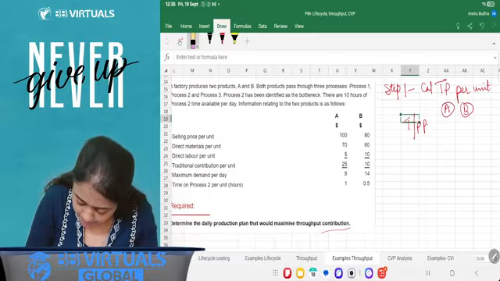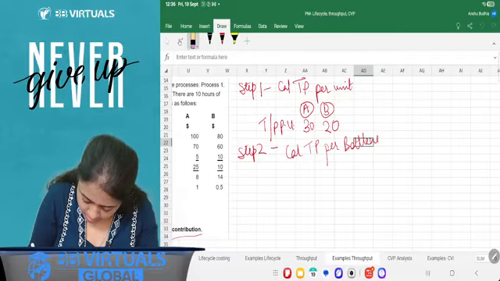Okay? Step 2 says, calculate throughput per bottleneck resource. You know what the bottleneck resource is here? Process 2. Very good. So now the formula that we have used, throughput per unit, and now you know that bottleneck time is given to you. Hours per unit is 1 for A and 0.5 for B. So you can divide it and get throughput per hour.